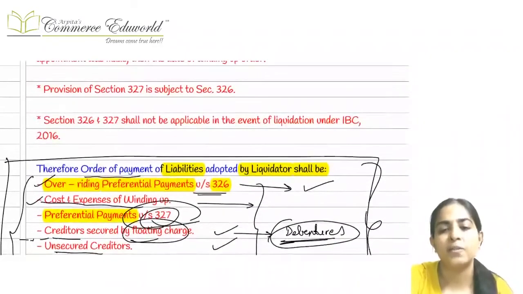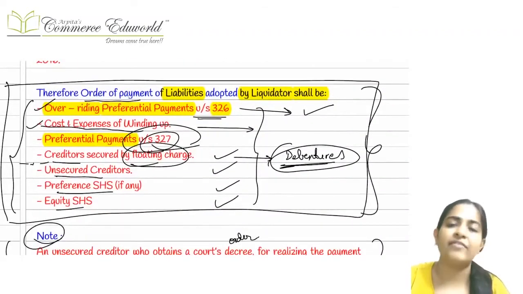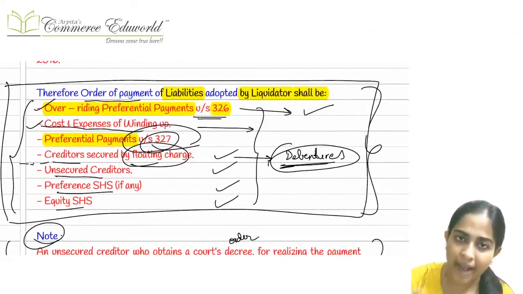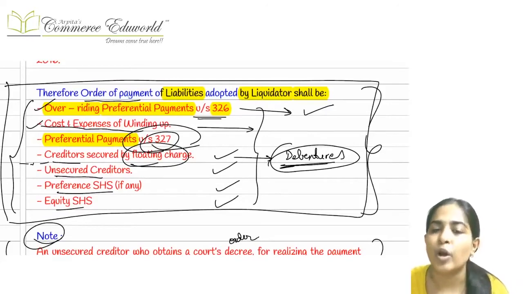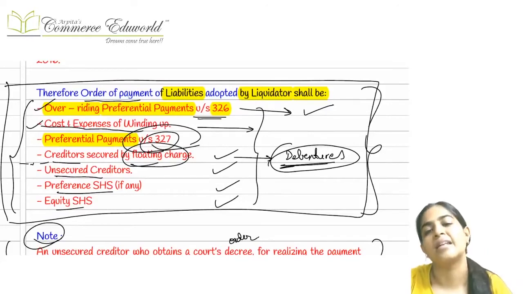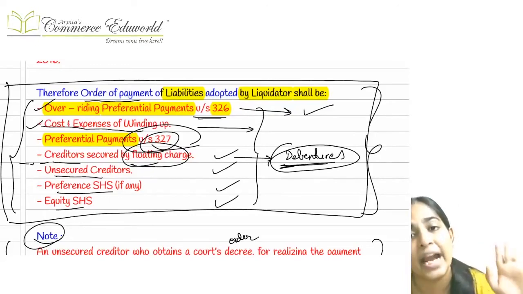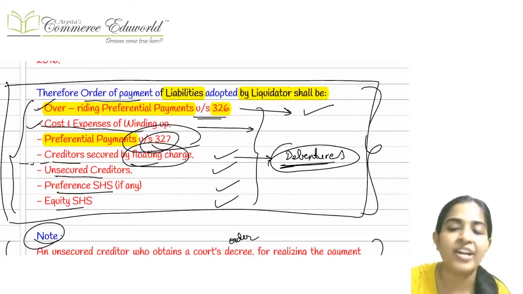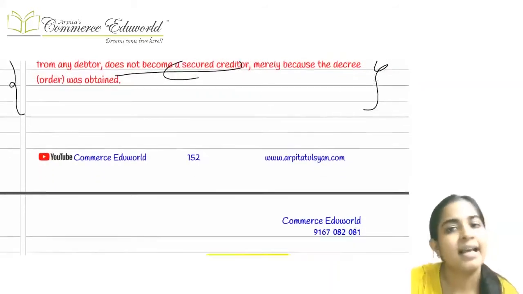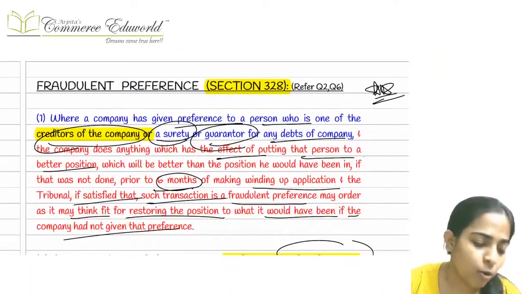This particular thing is the sequence that we have to apply whenever we are doing winding up as per the Companies Act. Please do not mix this up with the IBC schedule. IBC is to be followed when we are doing liquidation under IBC. This is to be followed when we are doing liquidation under the Companies Act, right? Then going on to the next section.